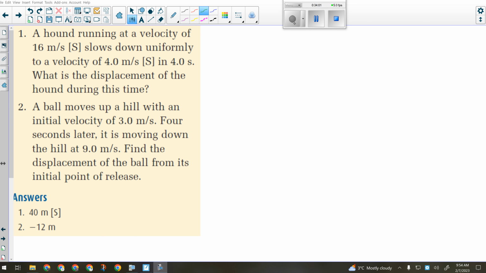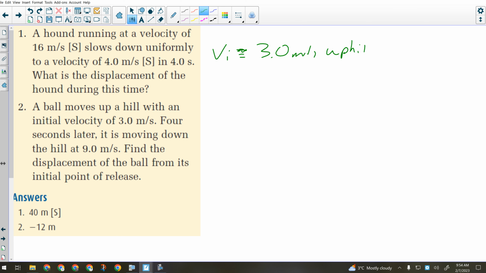Okay, so the ball moves up the hill with an initial velocity of 3 meters per second. So VI equals 3.0 meters per second uphill. Okay, 4 seconds later, and this is like the worst thing ever. How many significant digits in FOUR? I have no idea. That's not how you write numbers. That's one of the reasons we don't use this textbook. Okay, 4.0 seconds. I'm just going to write that. And it's moving down the hill at 9 meters per second. Mathematically, how do I represent uphill and downhill?